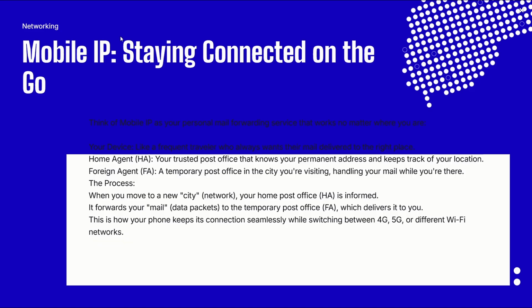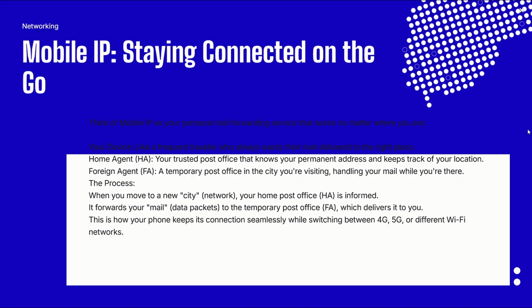Now, finally, let's talk about Mobile IP, which is like having a personal mail forwarding service. Your device is like someone who travels a lot but wants to keep getting mail from their home address. The home agent, HA, is like your post office and knows where you are, and the foreign agent, FA, is like a temporary post office in the city you are visiting. This system lets your phone stay connected while you are moving around, whether you are using 4G, 5G, or switching between Wi-Fi networks.